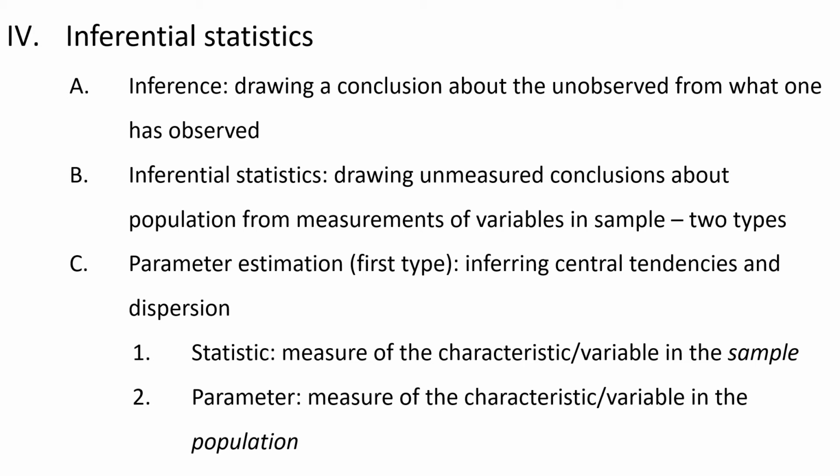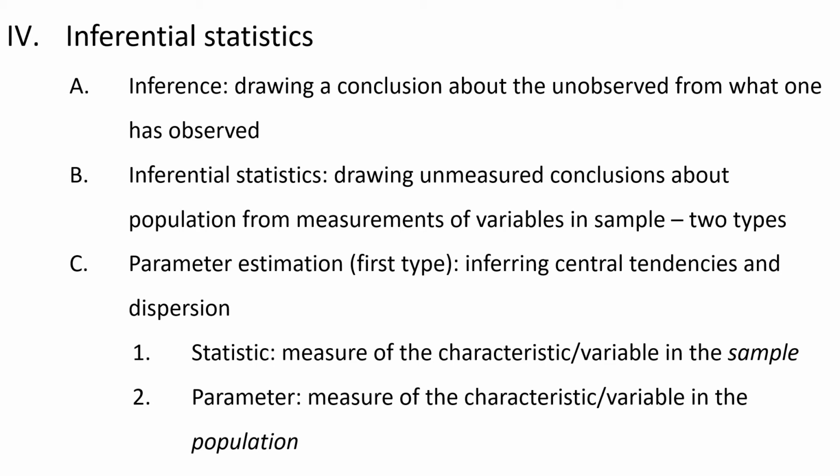Strictly speaking, as long as we have a sample and we haven't taken a census, we are making inferences. If we do a census, we know. If we draw a sample, we don't know, but we're pretty sure, especially if we've done a good job. So there are two types of inferential statistics. One is parameter estimation.